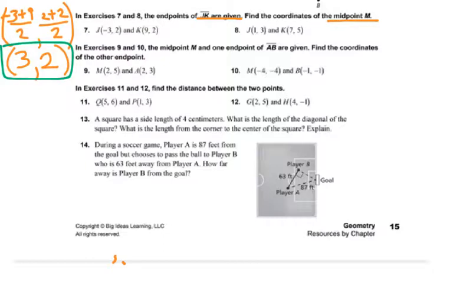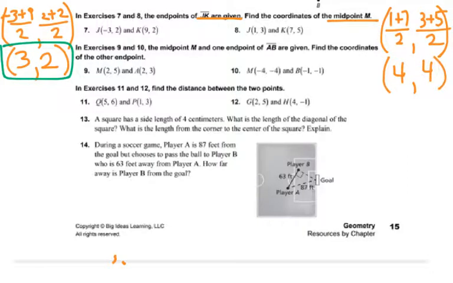For number 8, same thing, I'll do it over here. 1 plus 7, those are your x coordinates, divided by 2, and then here it's going to be 3 plus 5, y coordinates, divided by 2, so that's going to be 8 over 2, which is 4, and 8 over 2, which is 4. So again, I show my work, I clearly write my answer, and I box it. That's what I expect from you. Now, I'm going to go on to the next one.